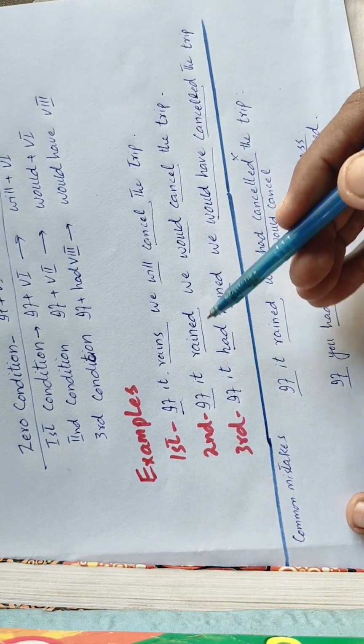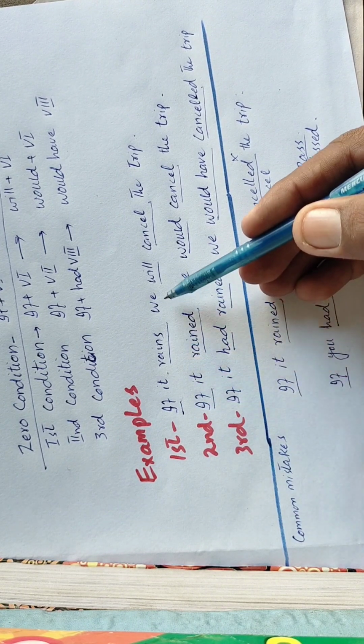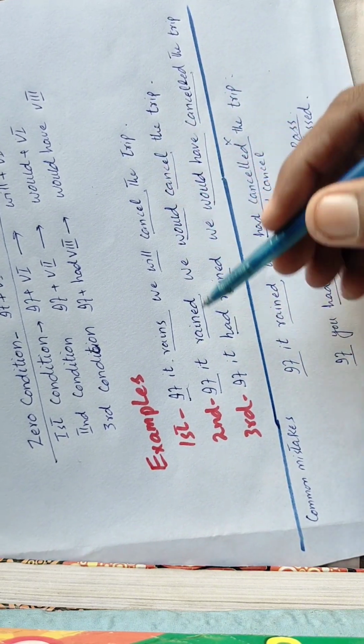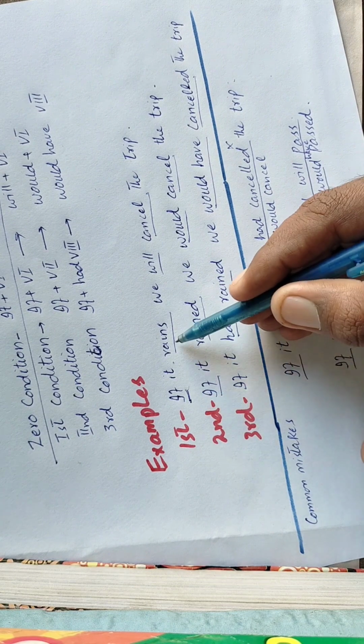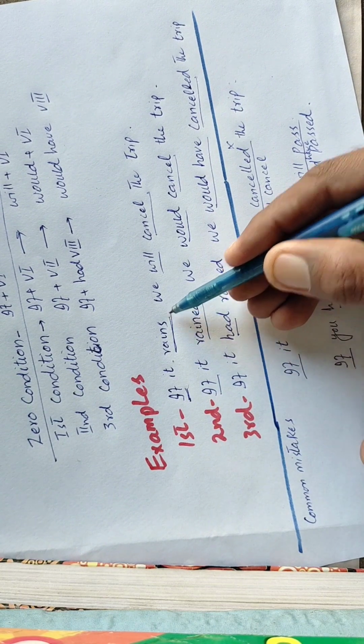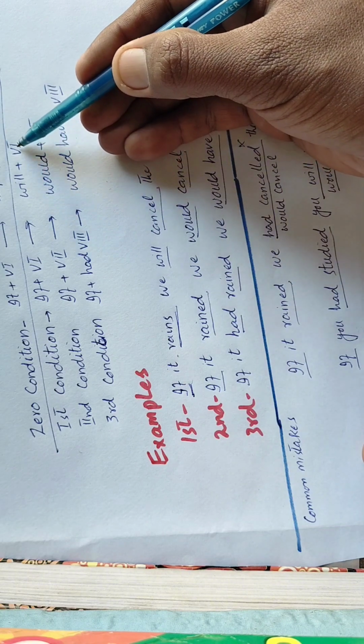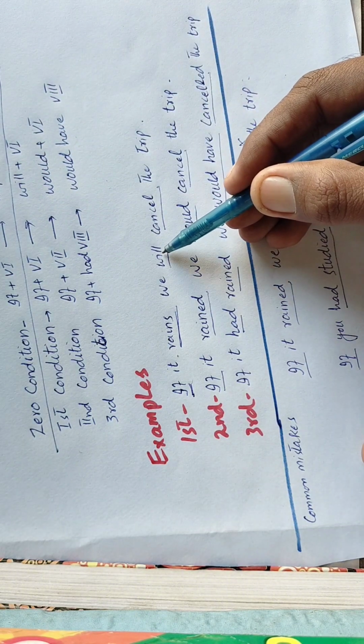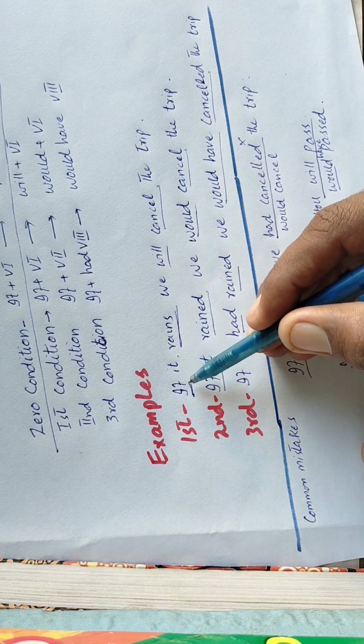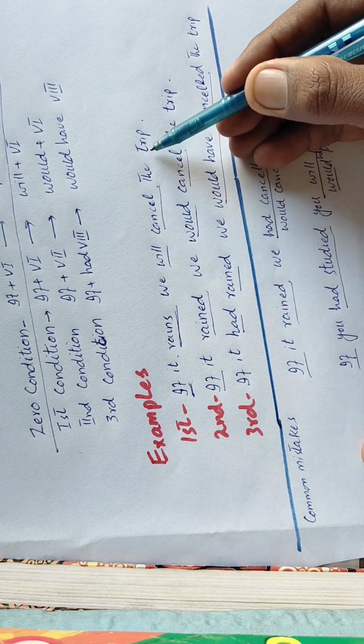For example, if it rains, we will cancel the trip. Now, first condition: if and the first form of verb. In the second part, we use will and the first form of verb. If it rains, we will cancel the trip.